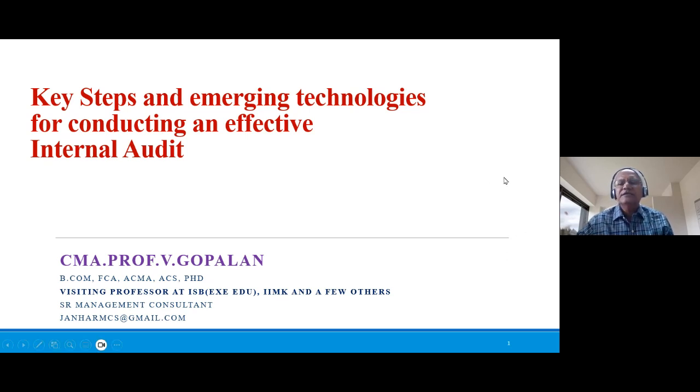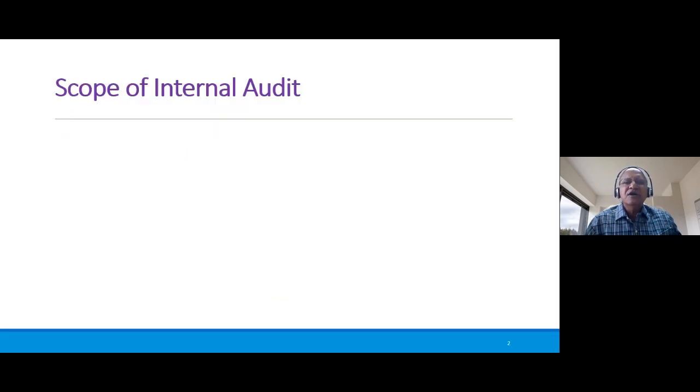Now, this topic, what we are going to discuss today. These key steps and emerging technologies we will be discussing today. While discussing the relevant points on this topic, I also thought I can share my experience in some of these areas of internal audit, on how some technologies were adopted. While we discuss under some of the relevant areas, we'll also be discussing some case studies, and finally we'll have a question and answer session in which we can share our thoughts.